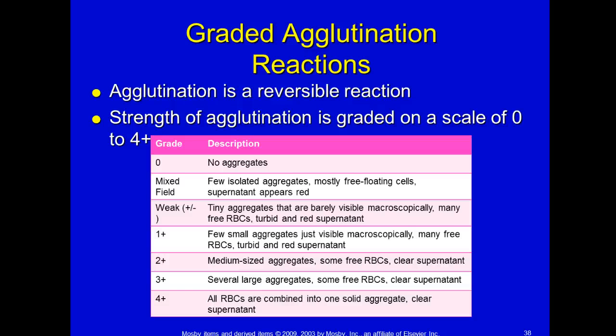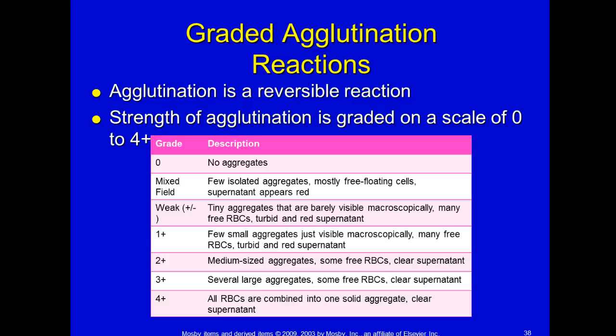We also have graded agglutination reactions, especially in a tube agglutination situation. The strength of agglutination is graded on a scale of 0 to 4. If there are no aggregates and it's completely negative, we call it a 0. Mixed field is having a few isolated aggregates, mostly free-floating cells, but your supernatant, which is the fluid that everything is floating in, appears red. So very, very hard to see.